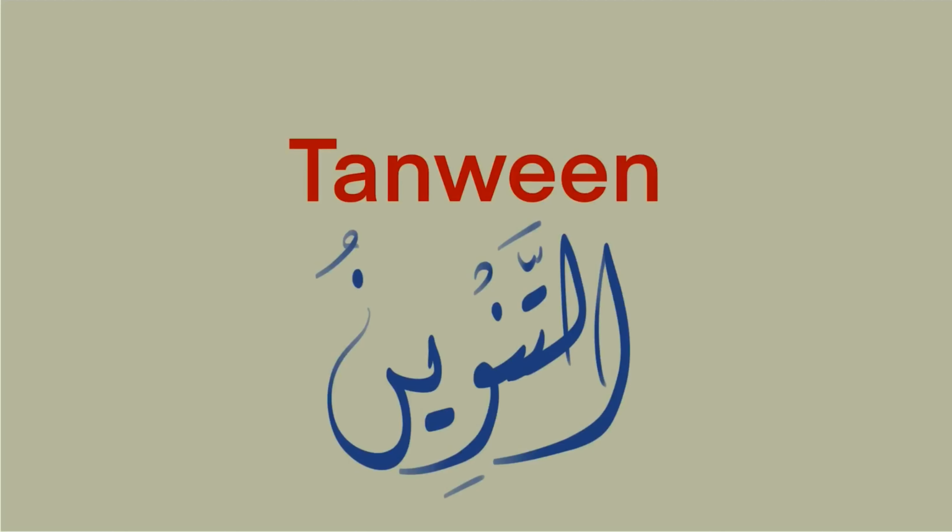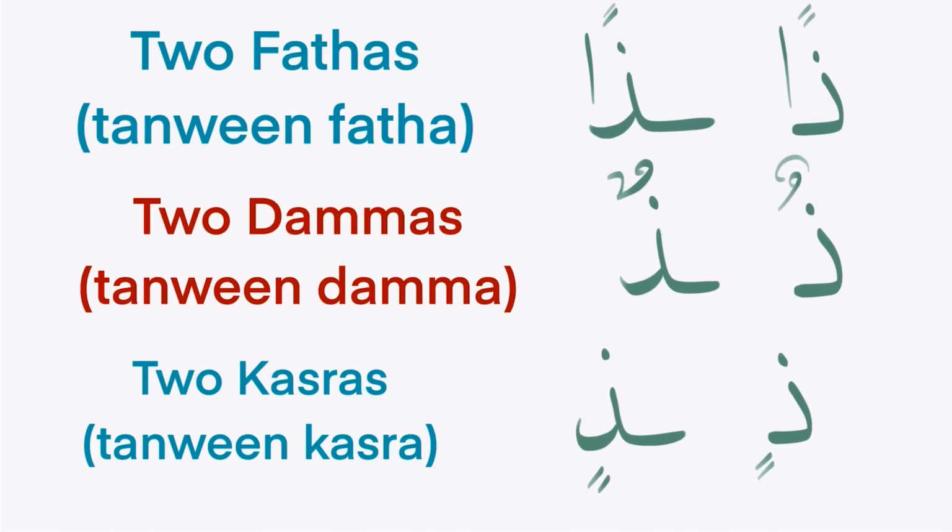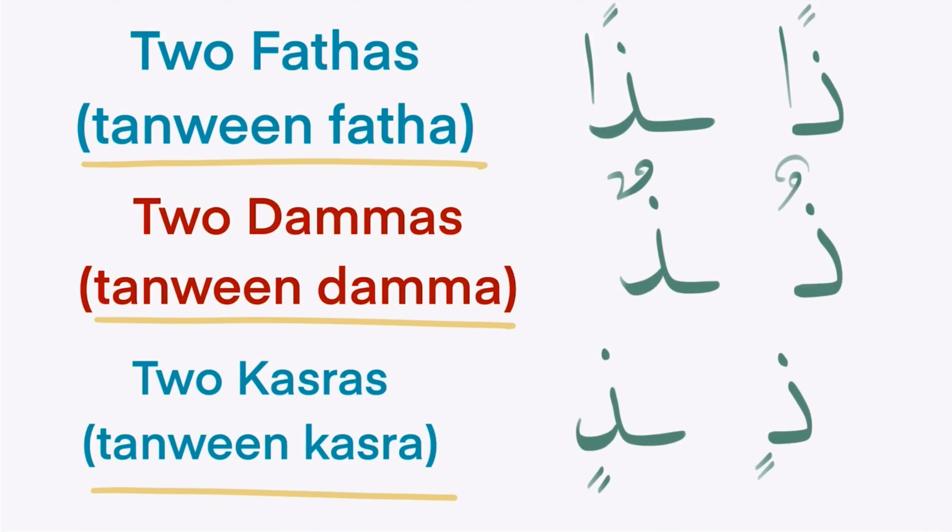In the following session, we'll be dealing with the tanween. Tanween fatha or two fathas, tanween dhamma or two dhammas, and tanween kasra or two kasras. Tanween fatha, tanween dhamma, and tanween kasra.